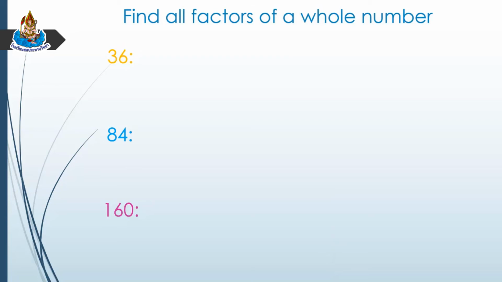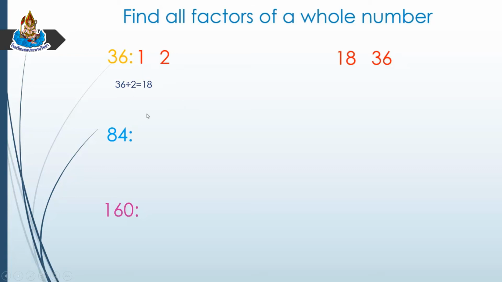Was it easy? I'm pretty sure about that. So now let's go through the answers. First, number 36. As I told you before, we can straight write two factors, 1 and the number itself. 1 and 36. Now let's divide by 2. 36 divided by 2 gives us 18. So we got another two factors, 2 and 18.